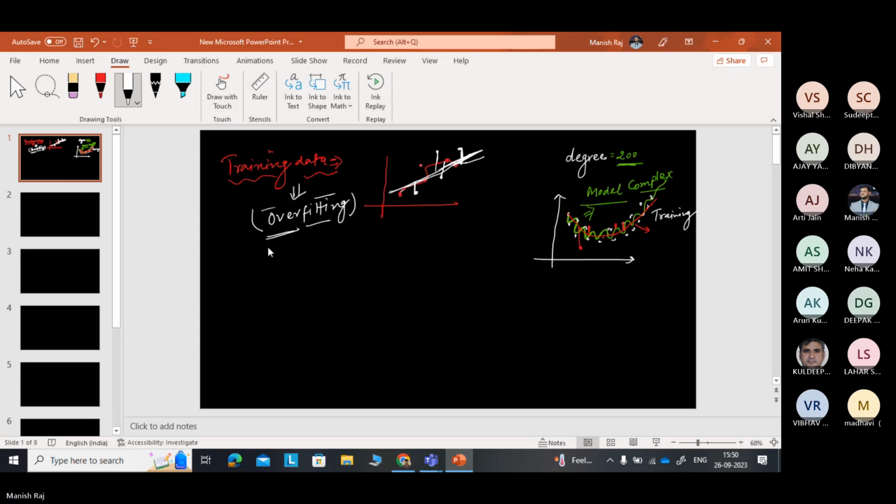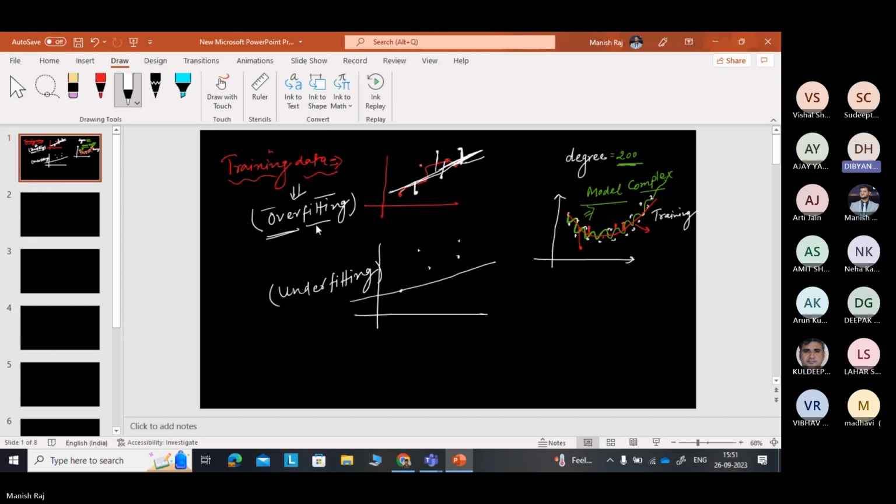Otherwise, what will happen if the data is like that and only one or two training points are involved to capture the model? That type of situation is underfitting. Yes or no? Yes.